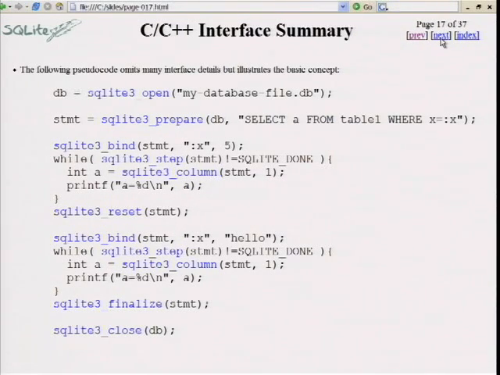And then we're going to run that same statement again without having to re-prepare it. But I can change the binding on x from an integer 5 to the string hello. And so now I'm going to be doing a slightly different statement. I do it again, and then I finally finalize the statement and close the connection. That's the basic C API. Most of the other bindings tend to mirror that approach.